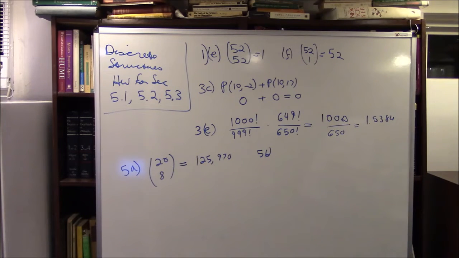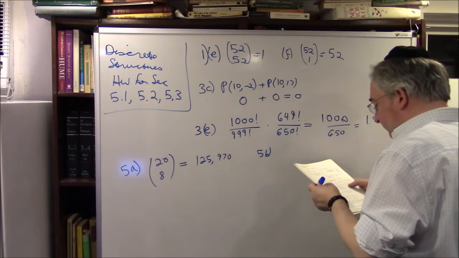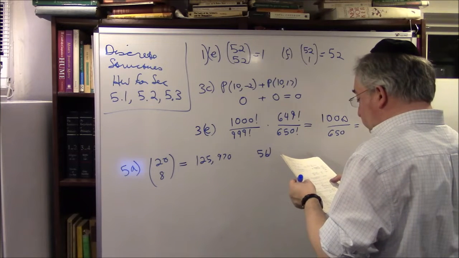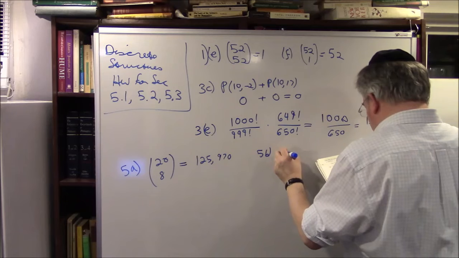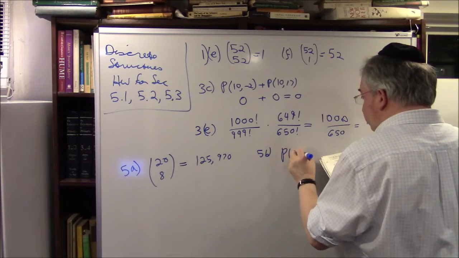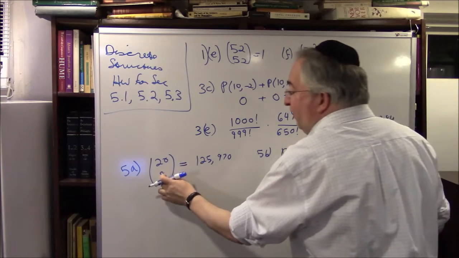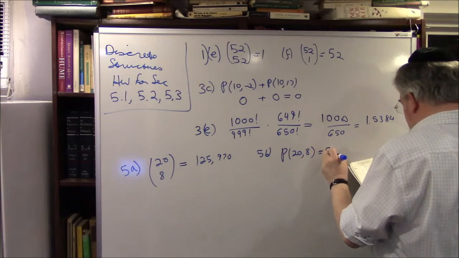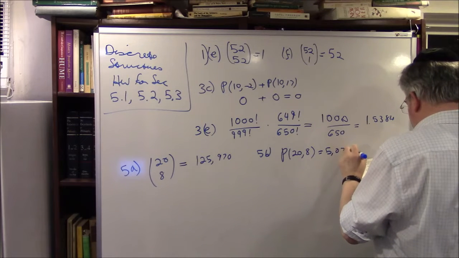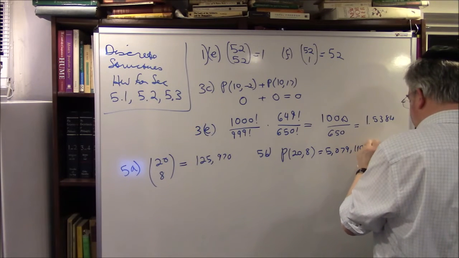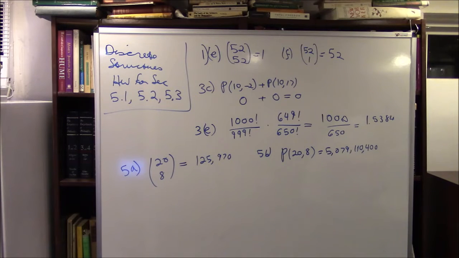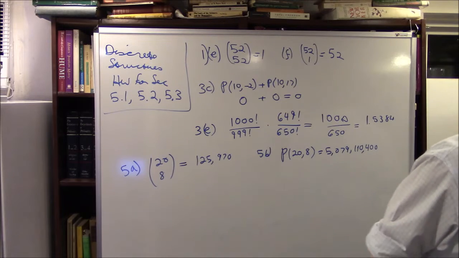Okay, 5B is as follows. Let's just read the question. If order matters, that is P of 20, comma 8. Here we divide it out by the order. Here we didn't divide out by the order, okay, and so we get 5079110. Great.